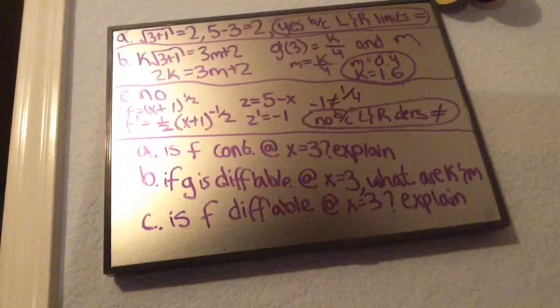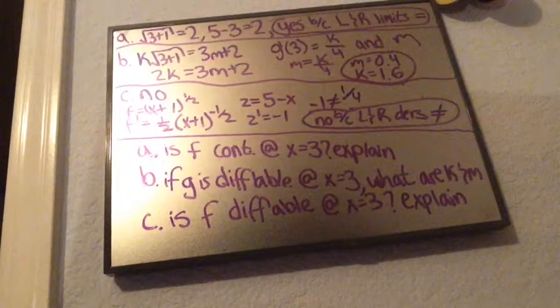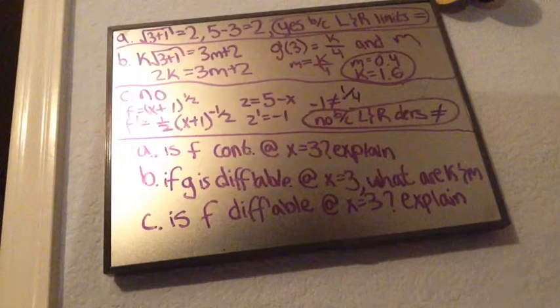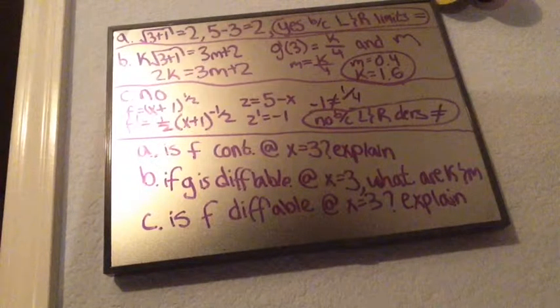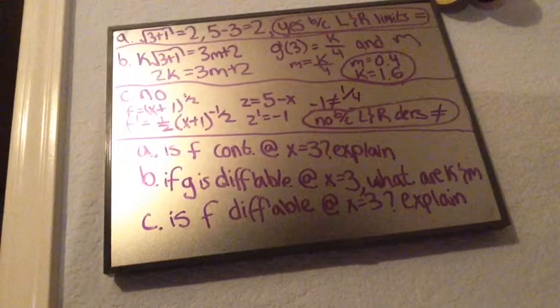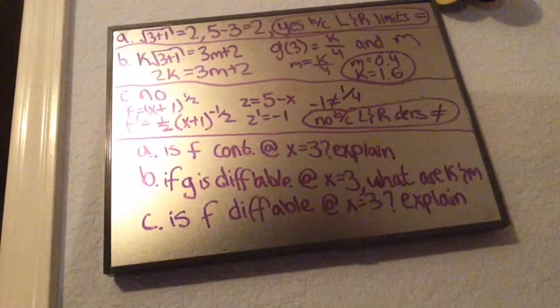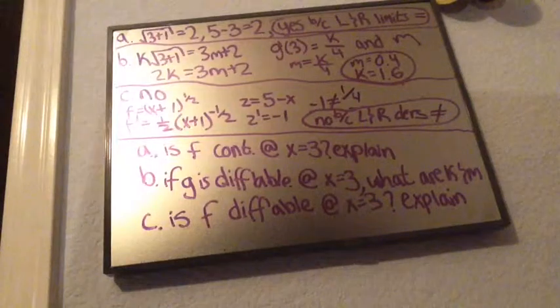In part C, what you're going to do is you're going to separate the piecewise, and then take the derivative of each one. For the derivative of 5 minus x, you get negative 1. And for x plus 1 to the power of 1/2, you get 1 over 2 times the square root of x plus 1. When you plug 3 into each of these, they do not equal each other, and so therefore the answer is no, because the left and right derivatives are not equal.